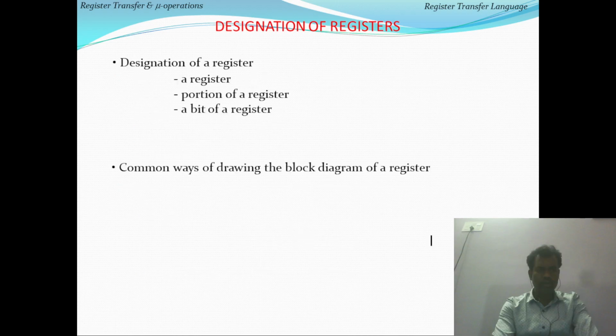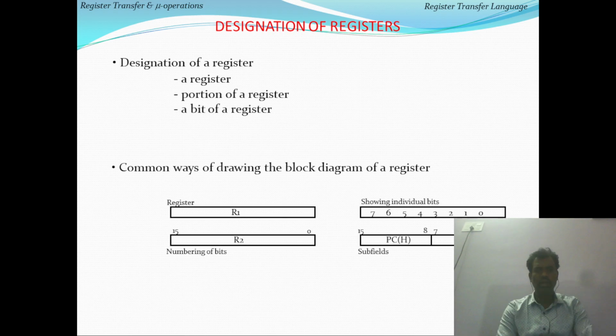Next, let's see the designation of registers, how registers are represented in micro operations or the register transfer language. A register is represented with a capital R, and if we have more registers, we can represent them as R1, R2, R3, and so on. The bits stored in the registers are represented with their index. The bit index is numbered from right to left, so the 0th bit is at the rightmost and the MSB, the most significant bit, is at the leftmost side. You can see here.